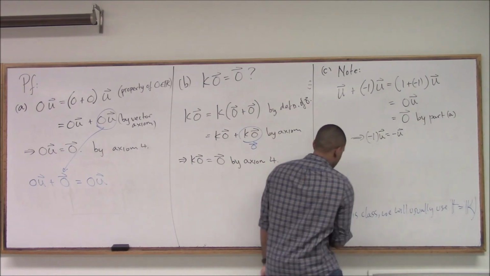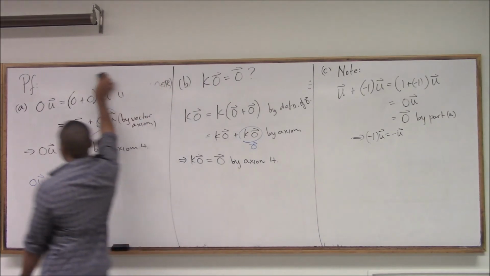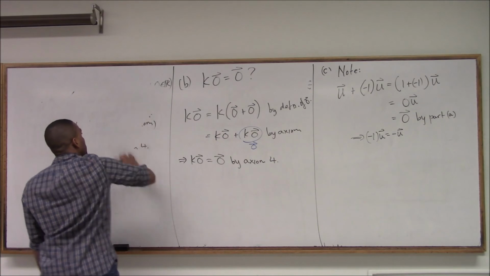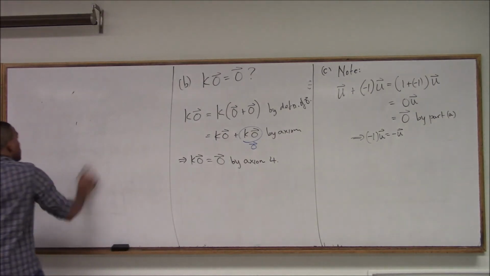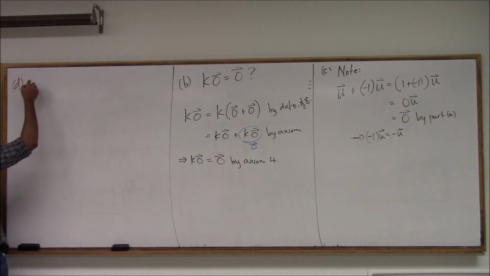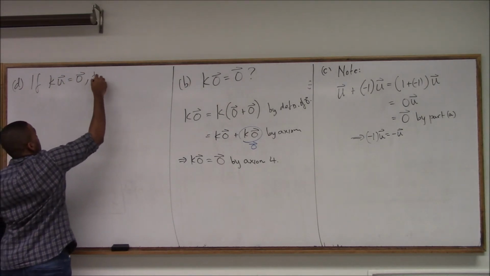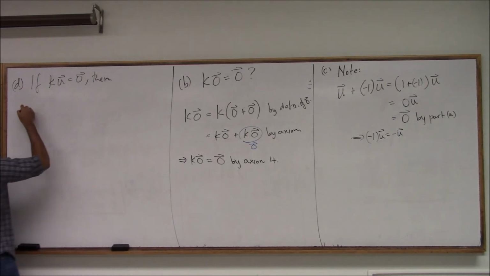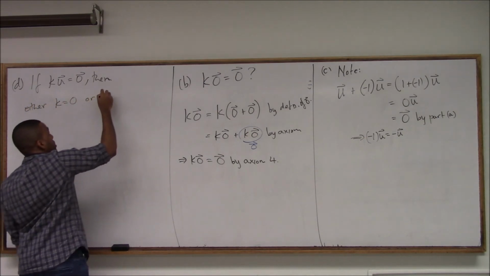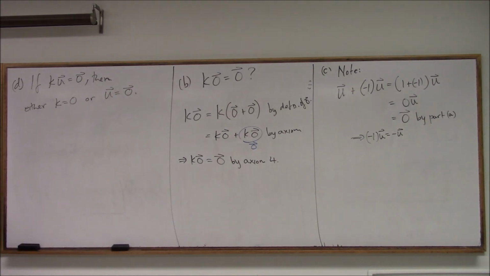How about the last one? That one's a bit tricky. If k times u is the 0 vector, then either k is the real number 0 or u is the 0 vector with respect to the vector space axiom.